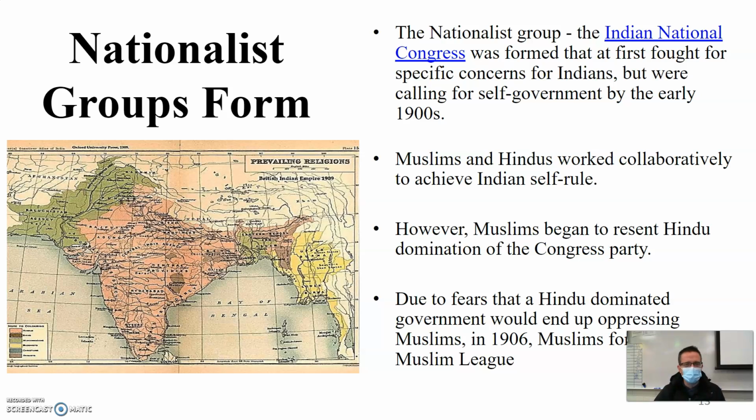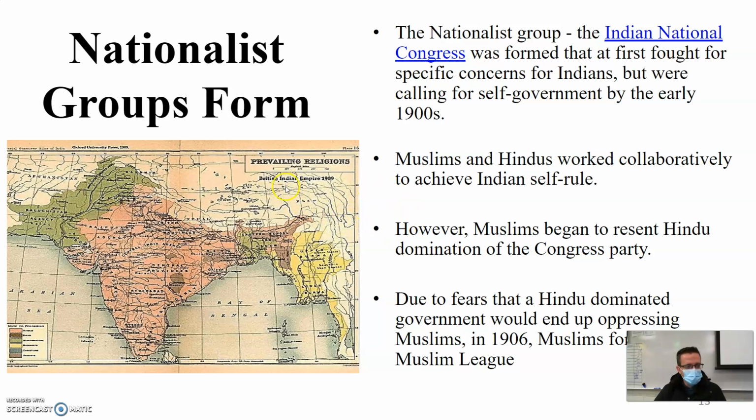And this is really to the British advantage. If they can separate these two groups and maybe have them fight with each other a little bit, but also just not be united, it really benefited them because it allowed them to maintain control. Okay, so it wasn't until later that they actually do get independence.